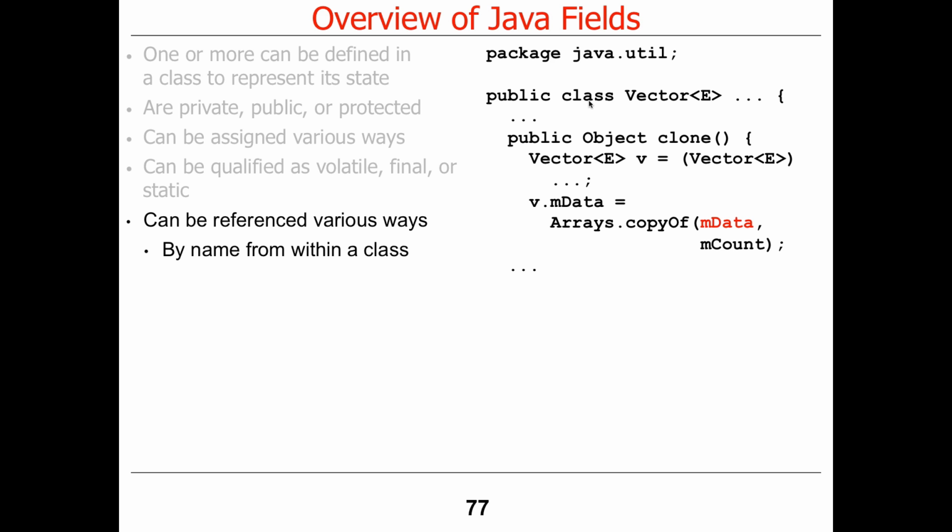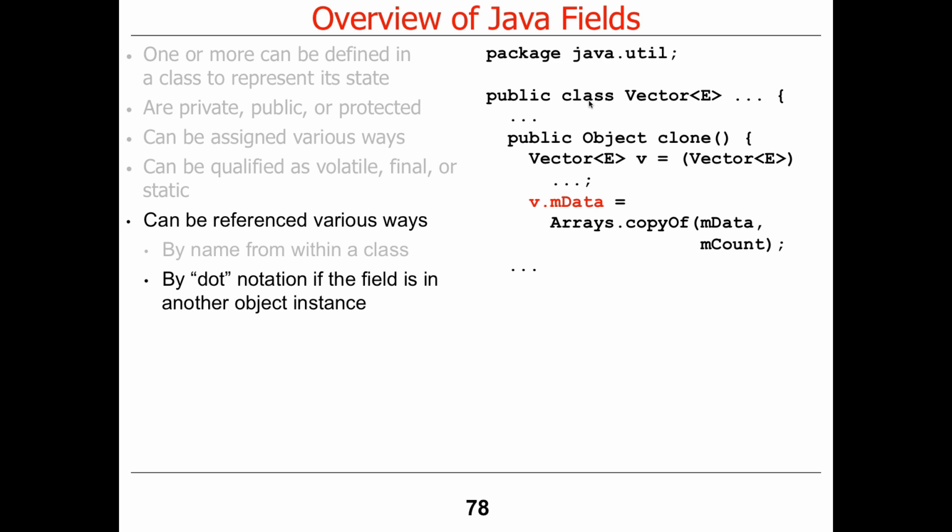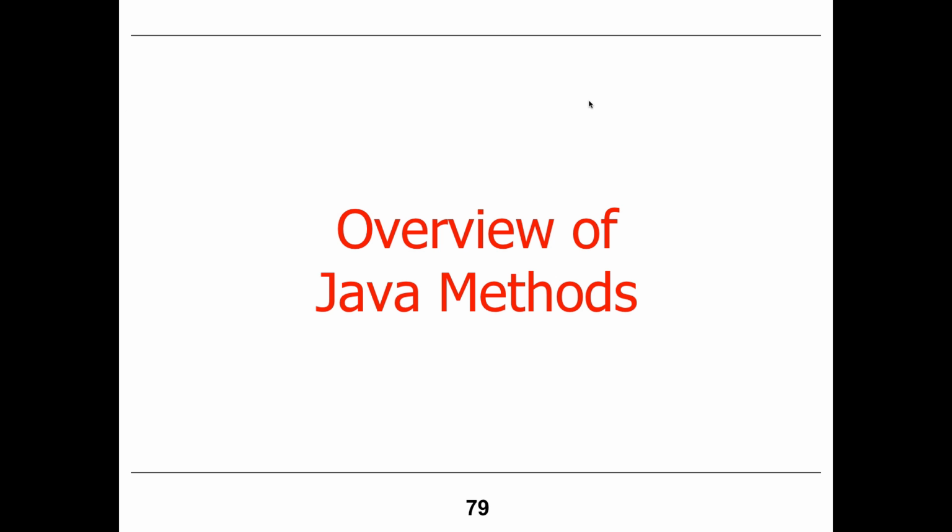You can also reference fields various ways. You can reference them by name from within a class. So here's a clone method within Vector, and you can see we're accessing its data member called mdata. And then you can also use the dot notation if the field is accessible via a different object. So here's a case where we're going to clone an object to make a local variable, and then we're going to go ahead and access it by dot notation.